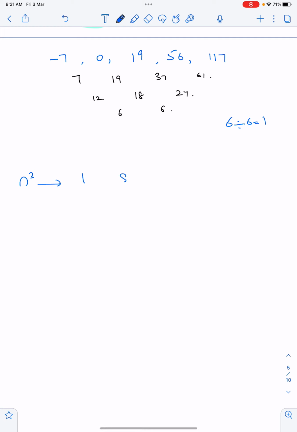Substitute n as 2, you get 8. Substitute n as 3, you get 27. And substitute n as 4, you get 64. Then you write down the original sequence on top of it, which is minus 7, 0, 19 and 56.